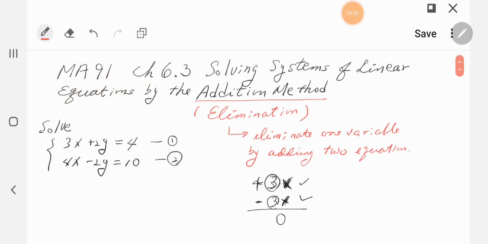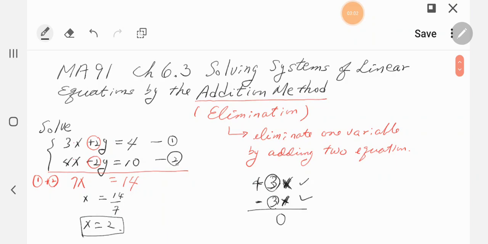So let's check the coefficients of variables x and y in our example. The coefficient of x is 3 and 4, but the coefficient of y is positive 2 and negative 2, opposite of each other. So we can add the two equations. Add equation 1 and equation 2. The sum will eliminate the variable term y. So 3x plus 4x is 7x, and 2y minus 2y cancel out. Next, divide each side by 7, so x is equal to 2. We found the value of x by just eliminating y.